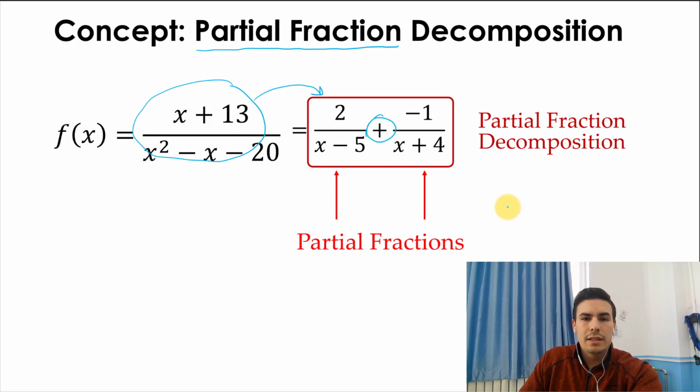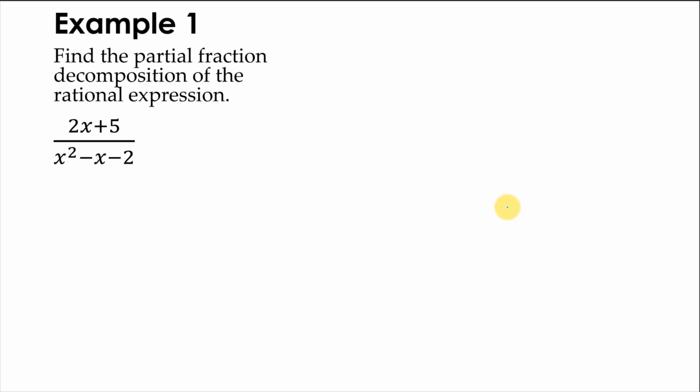Okay, so let's go ahead and take a look at some examples on what this process looks like. If we're asked to find the partial fraction decomposition of a rational expression like (2x + 5)/(x² - x - 2), first thing I need to check is the degree of my numerator and the degree of my denominator. Luckily for us, the degree of my numerator is less than the degree of my denominator, okay? So we don't have any extra steps on this one.